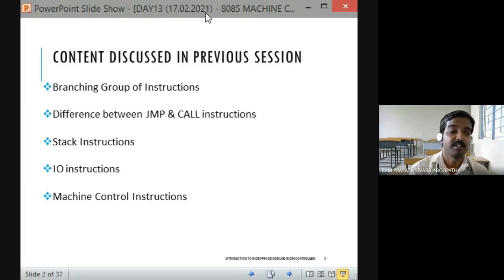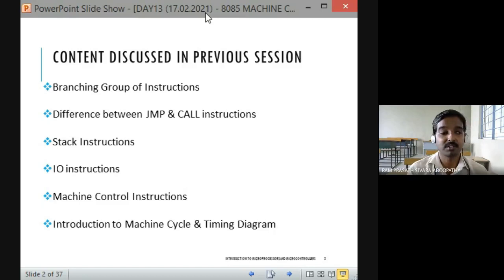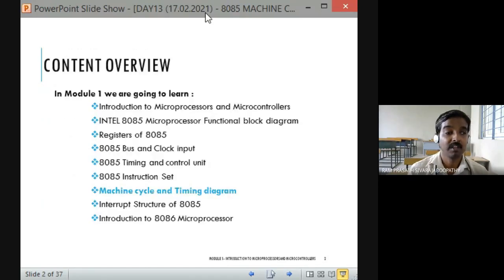So then we introduced the machine cycle and timing diagram topic. We will continue on that. Fine. So today we are going to continue with machine cycle and timing diagram. Okay.